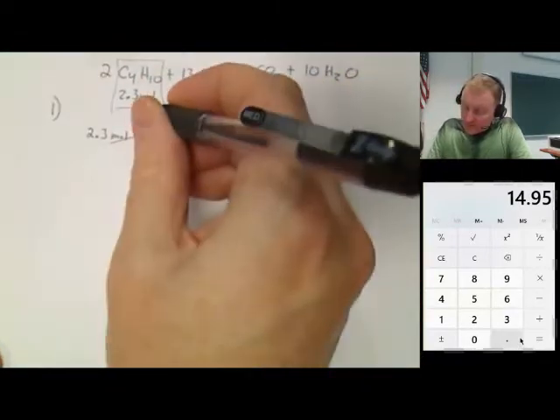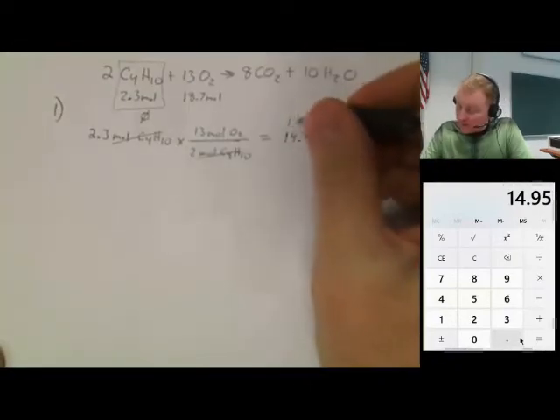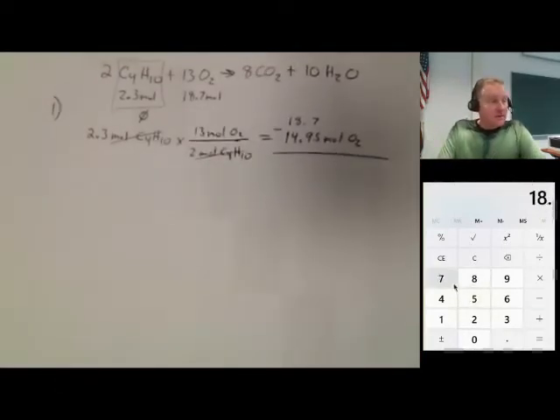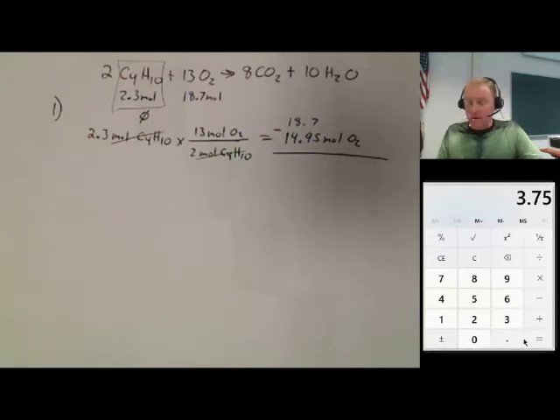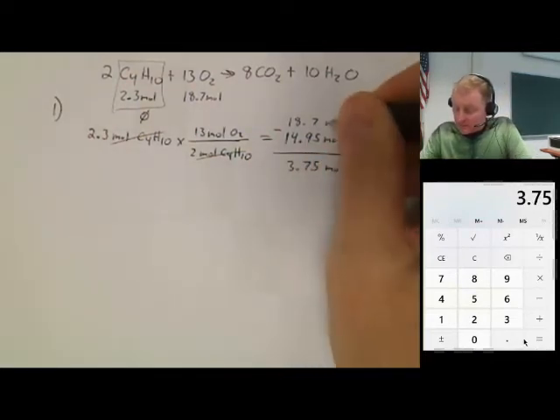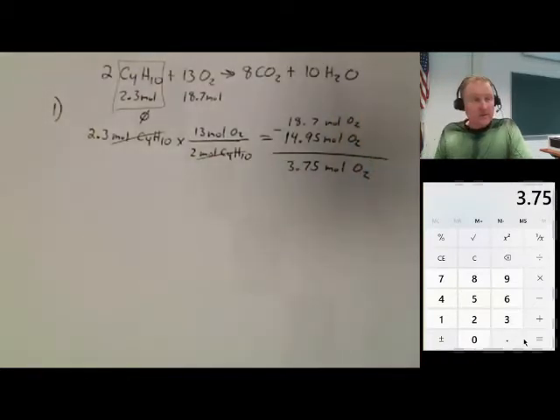So let's figure that out right now. How much oxygen is left over? Well, we also know that there's going to be no butane left over. That's going to run out. How much oxygen is going to be left over? Well, if I start with 18.7 and I subtract 14.95 from it, we come up with 3.75 moles. Remember, this is moles of O2. Moles of O2 would be left over.